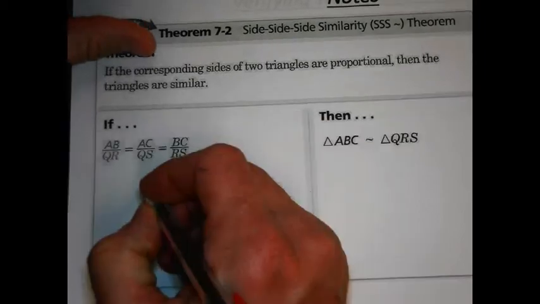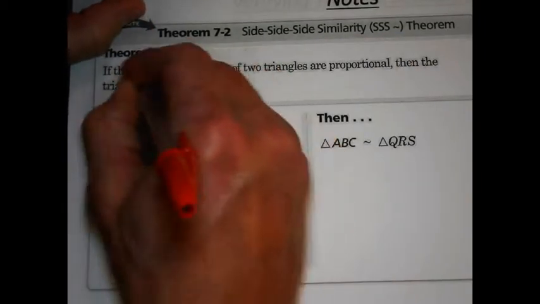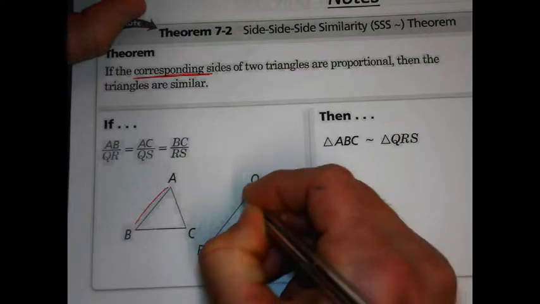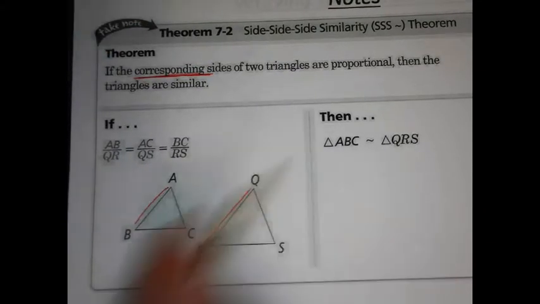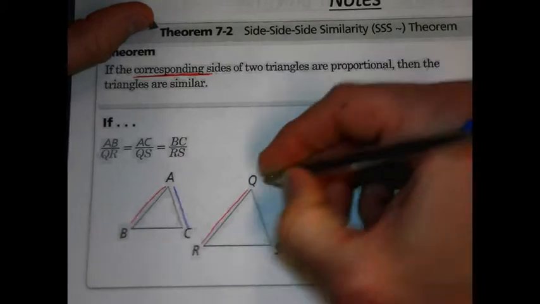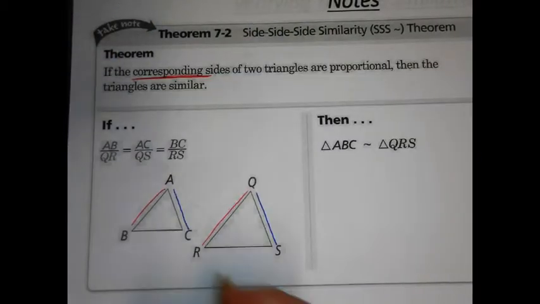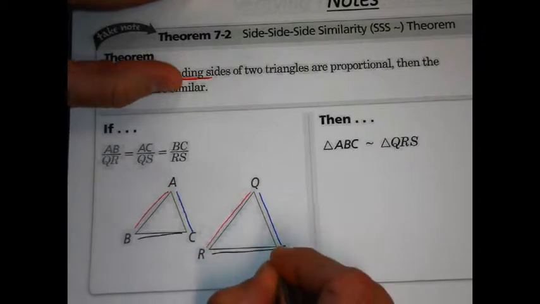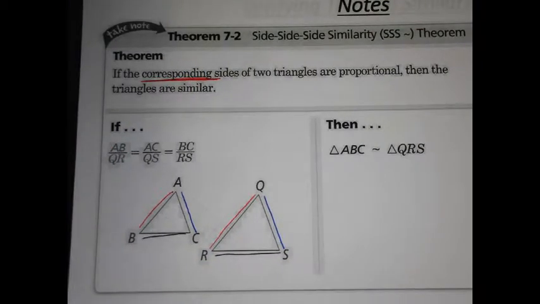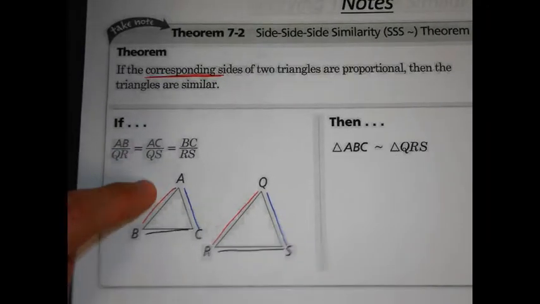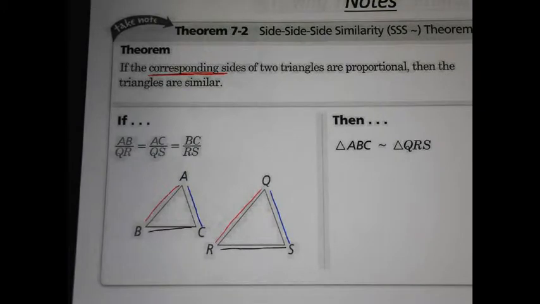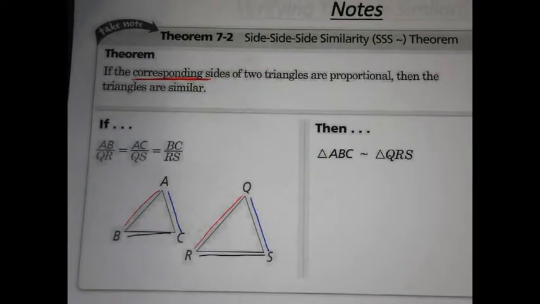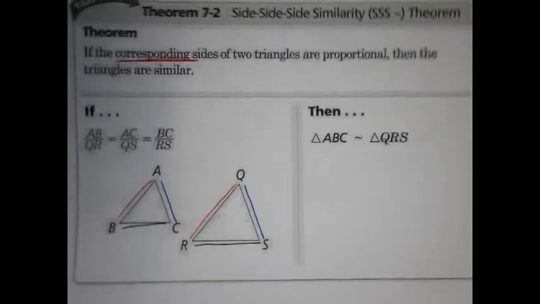So again, we're talking about proportionality, and it's talking about corresponding. Corresponding, such a huge word. That means AB corresponding to QR, AC corresponding to QS, and BC corresponding to RS. And if all of those proportional statements are true, then we have similar triangles. So if AB to QR is equal to AC to QS is equal to BC to RS, all three sides proportional, boom, similar triangles. Okay? Okay. Mr. Katz, I don't get it.